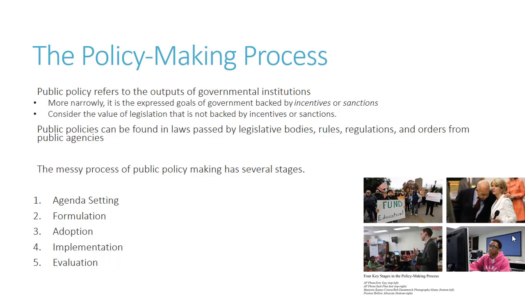Okay? And these policies are laws. Generally, these laws are passed by legislative bodies, regulatory bodies, or public agencies. It's a messy process. It's a very difficult process. There's a lot of influence, and there are 5 general steps to it: the agenda setting, formulation of a policy, adoption and implementation, followed by the evaluation of a certain policy. And let's go through those individually now.